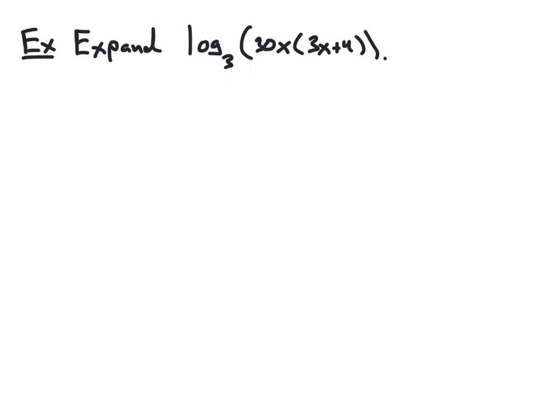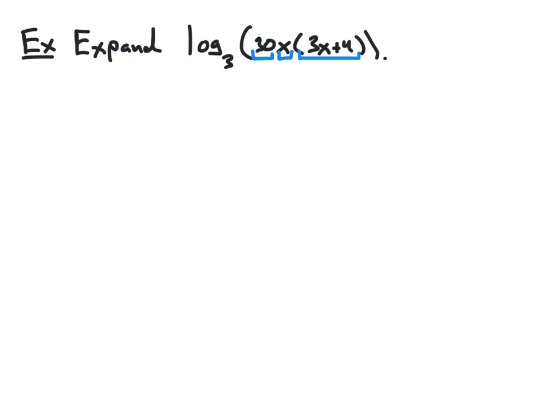For a quick example where we have to use the product rule for logarithms, let's look at this one. In this case, we're asked to expand the expression log base 3 of 30 times x times 3x plus 4. So in this term, notice that we have three quantities being multiplied together: the number 30, the variable x, and the expression 3x plus 4. And so this is log base 3 of a product of three things.